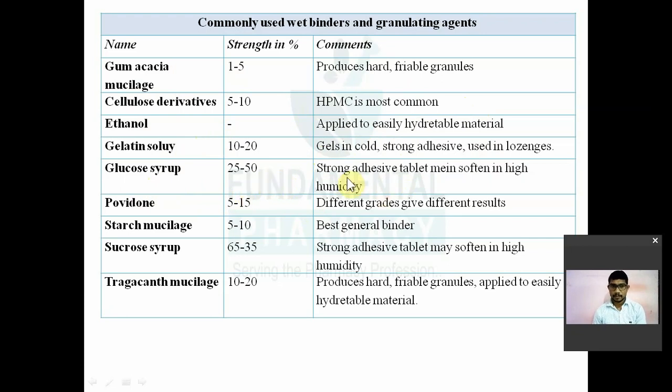Glucose syrup is a strong adhesive, but it softens the tablet. What happens if the temperature increases? Softening of those granules will occur. Then povidone is used. Then starch mucilage is the best general binder.